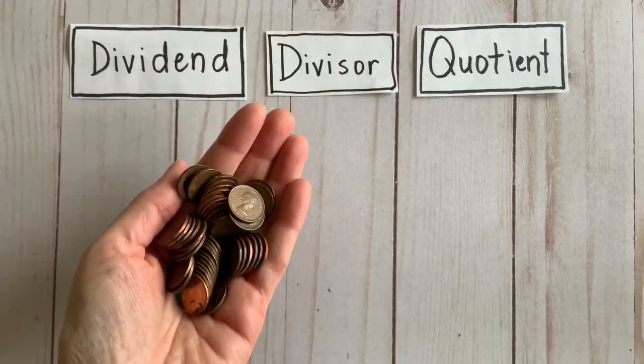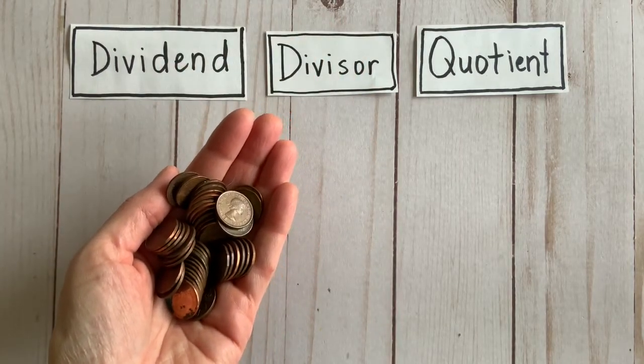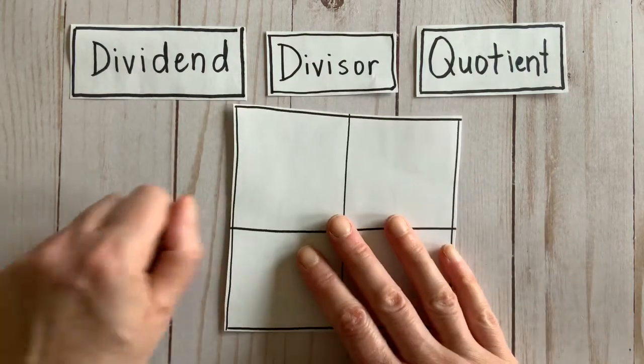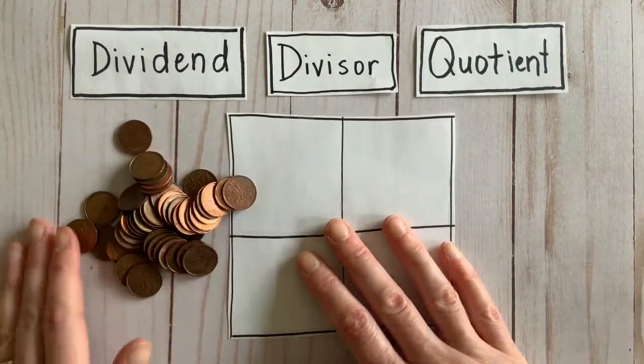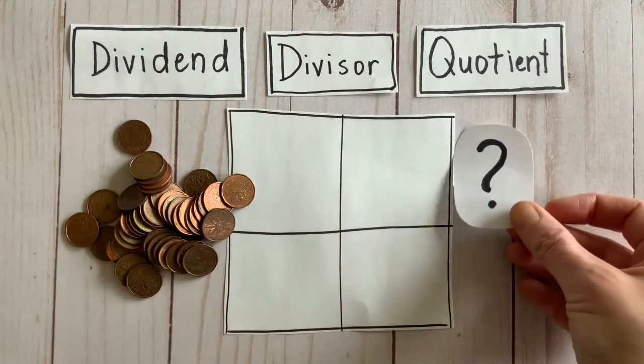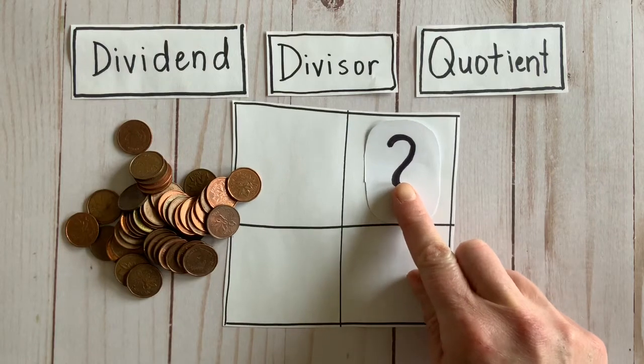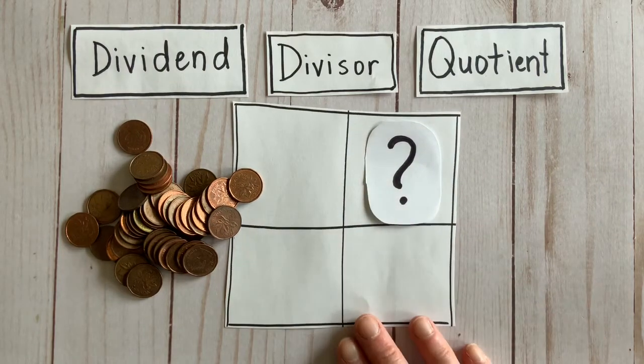The dividend is the amount that you would like to divide fairly and evenly. The divisor is the number of even and fair groups that you are trying to make, and the quotient is what we are trying to figure out: the amount of the dividend that will be in each even and fair group.